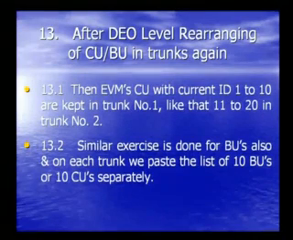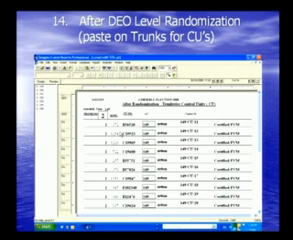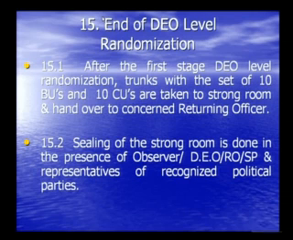As I mentioned, the EVM CUs with current ID 1 to 10 are kept in trunk number 1, like that 11 to 20 in trunk number 2. A similar exercise is done for BUs also, and on each trunk we paste a list of 10 BUs or 10 CUs separately. This is trunk number 2, with the previous serial number. Now this is the CU number, this is the AC number. The current ID is coming like 149, CU 11. Again, each trunk comes in a pair, say 11 to 20 or 21 to 30 or 31 to 40, and these certified EVM machines are all certified and can be used for polling purposes. And here comes the end of the DO level randomization.